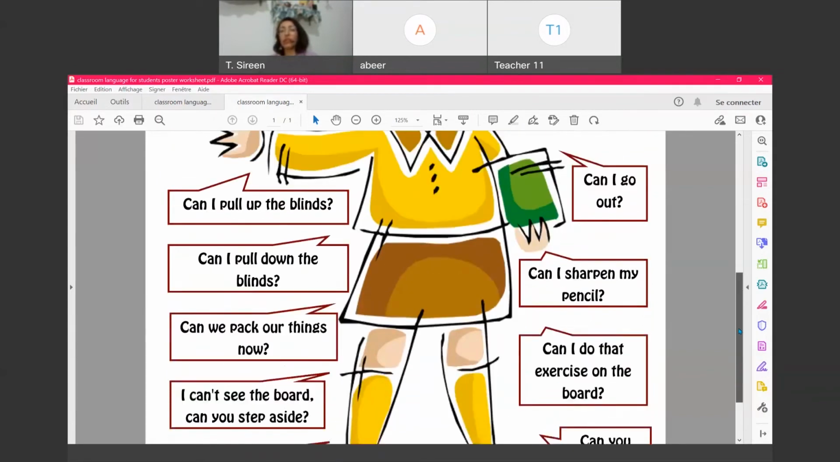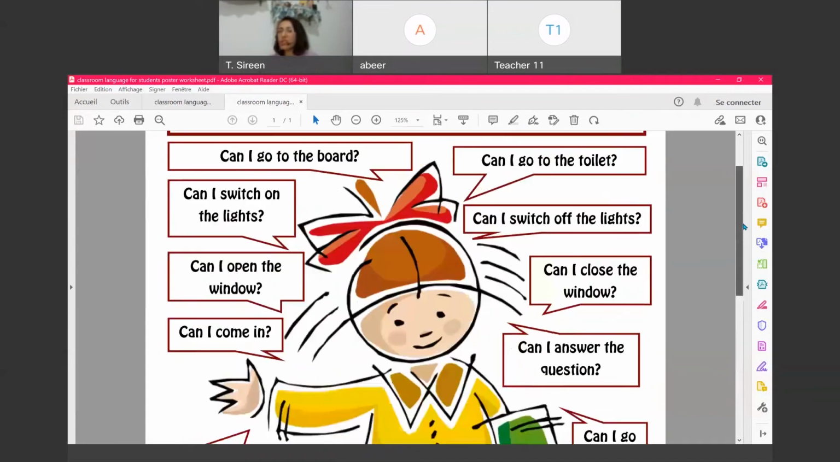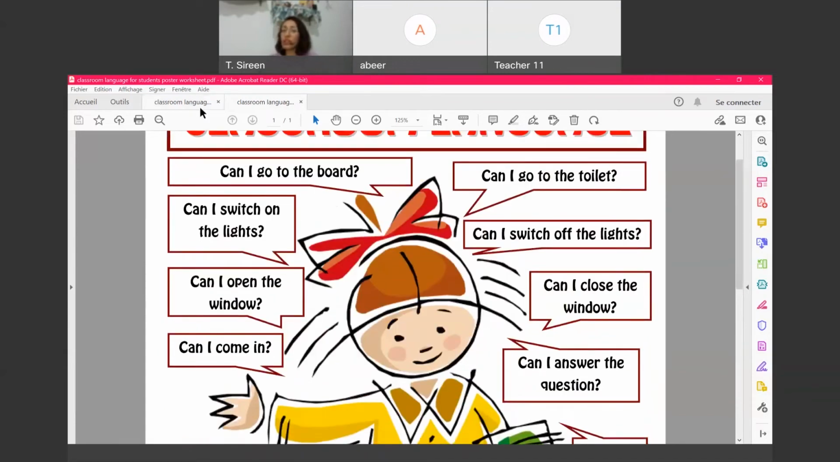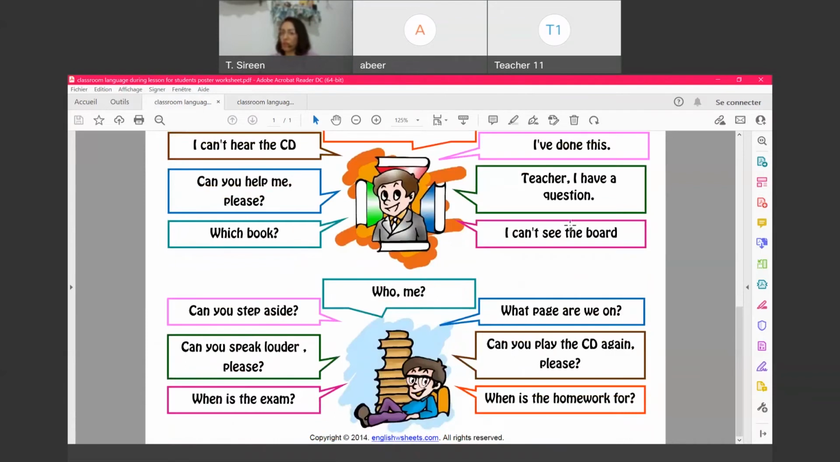Very good. Exactly. So these are some expressions that the students can use with you. You can teach them. As an English teacher, you want them to speak only in English, right?